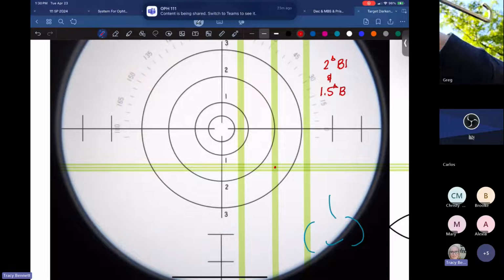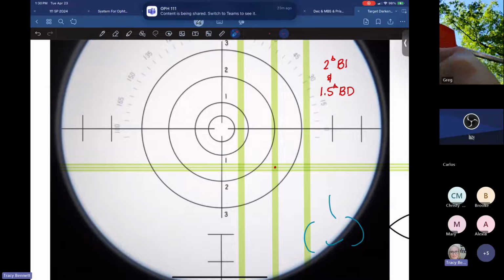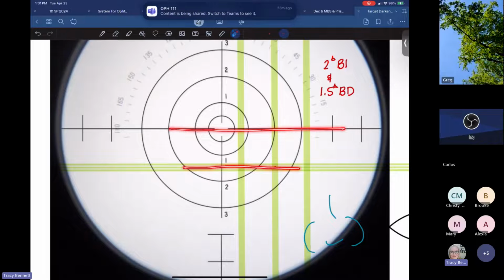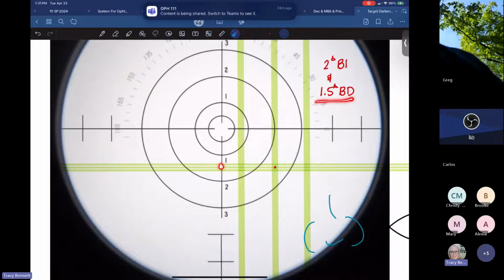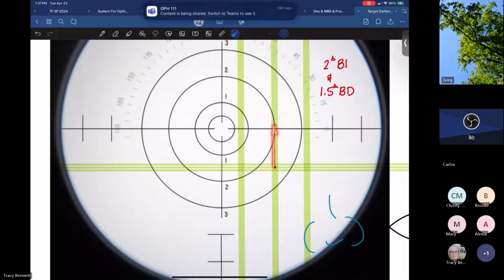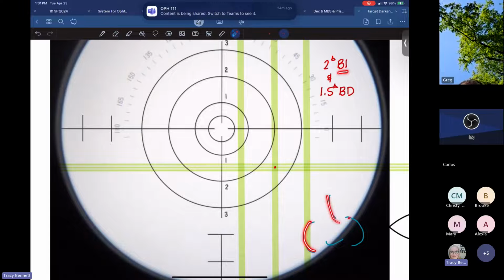1.5 base down, because we went from here down to here. So we went down, and we're basically going to this line. This is where we're reading it from, right to here. So you see the 1.5 base down. And then we went how far in, and this is the right eye. So base in. What's that? 2. Yep, 2 base in.